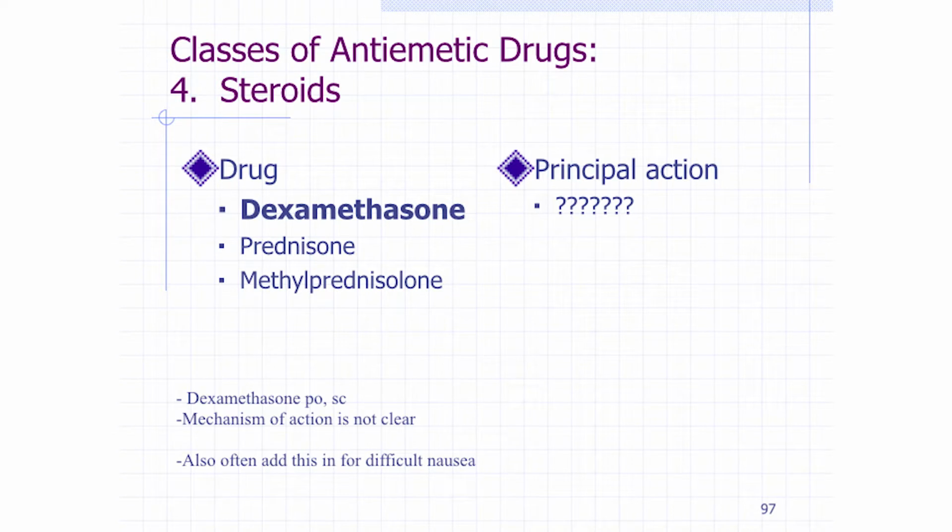Glycopyrrolate or hyoscine injectable can be used as well for this. Steroids, we actually have no idea how or why steroids work in nausea in most cases, but it can be useful. We often will add this as a third line. If we're just not succeeding, we'll throw dexamethasone into the mix.